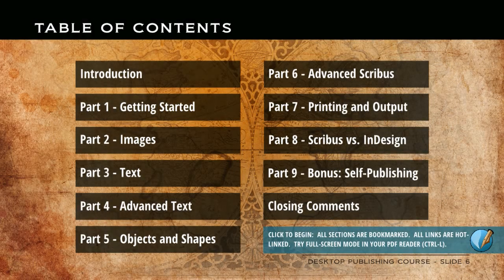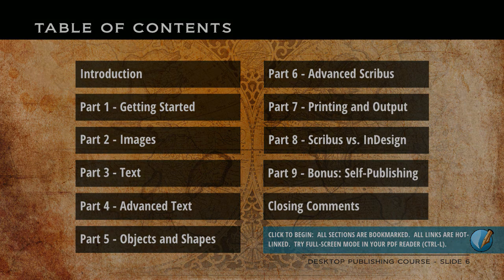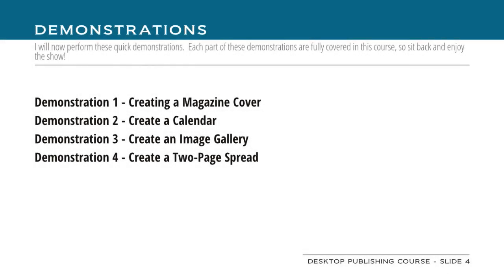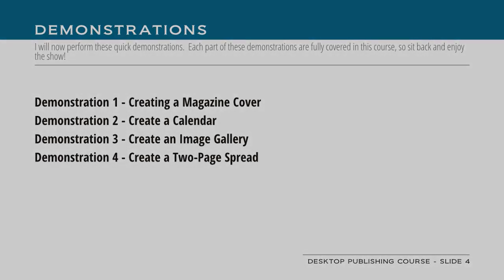Here are some of the topics I cover in this course. Introduction, getting started, images, text, advanced text, objects and shapes, advanced Scribus, printing and output, Scribus versus InDesign, and part 9, a bonus: how to self-publish your own magazine. This course is designed for the beginner and intermediate levels. This course was designed from the perspective of a digital artist and the managing editor of GIMP magazine. Let's have a peek at 2 quick demos.